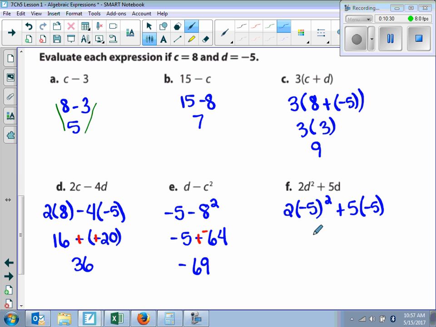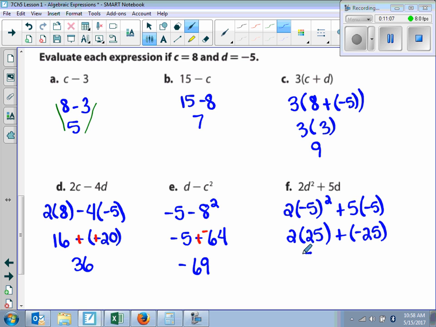So we're going to do the exponents first. So the exponent, negative 5 squared. Negative 5 squared means negative 5 times negative 5, which is negative times a negative is a positive. So this is going to be 2 times positive 25. Remember, nerds and nerds? All right. Plus 5 times negative 5 is negative 25. Very good.